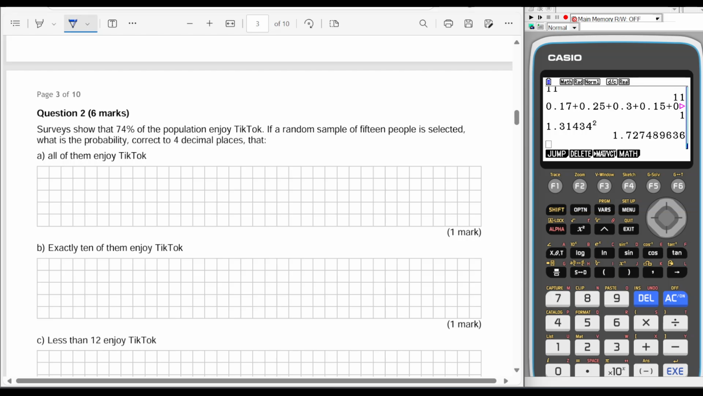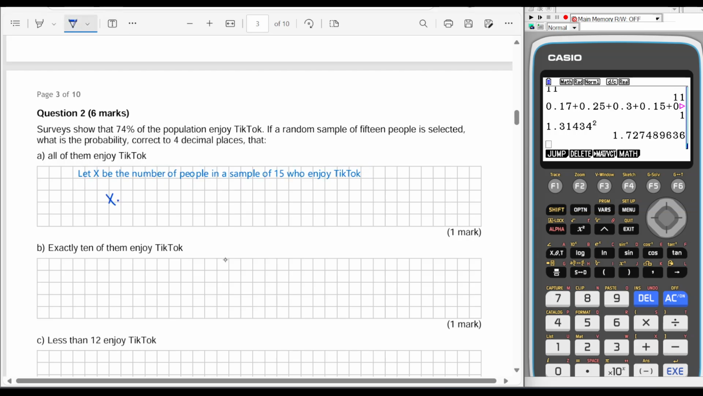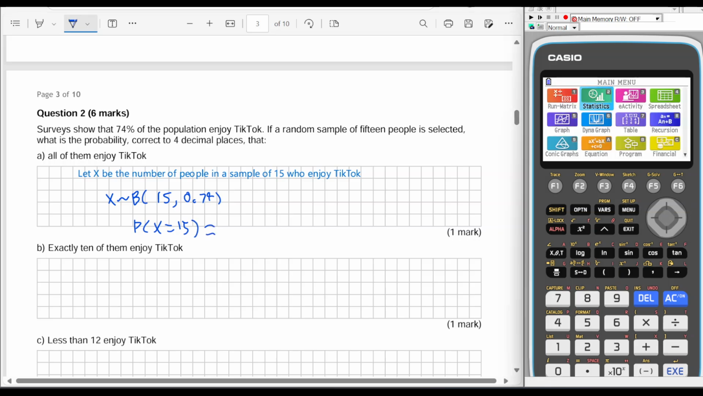Okay, 74% of population enjoy TikTok apparently, and we want to find the probability that all of them enjoy TikTok. So let x be the number of people in a sample of 15 who enjoy TikTok. Then we need to say that x is distributed binomially, and this is, let's see, 15, and the probability is 0.74, and we'd like to know the probability that all of them enjoy it, so the probability that x is 15.